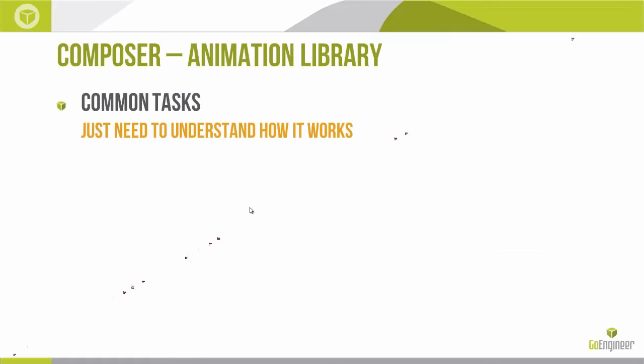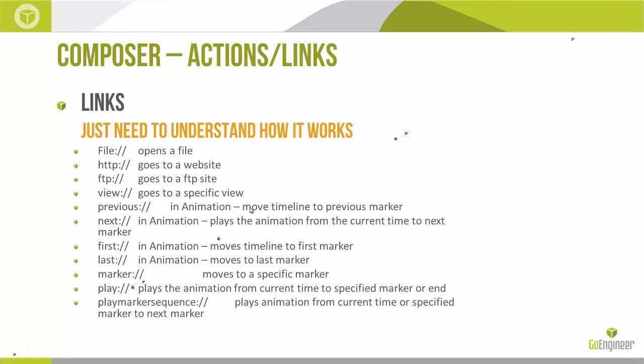There's another thing I wanted to look at when it comes to some of the advanced things, and this may be just something that helps us think outside the box a little bit. There's these actions and links that are there. There's a number of different links that are available. Seen these listed in the training manual and through some of the help commands. So there's links to open a file, go to a specific website, FTP site, go to a specific view, play a previous animation. There's next markers, first markers.